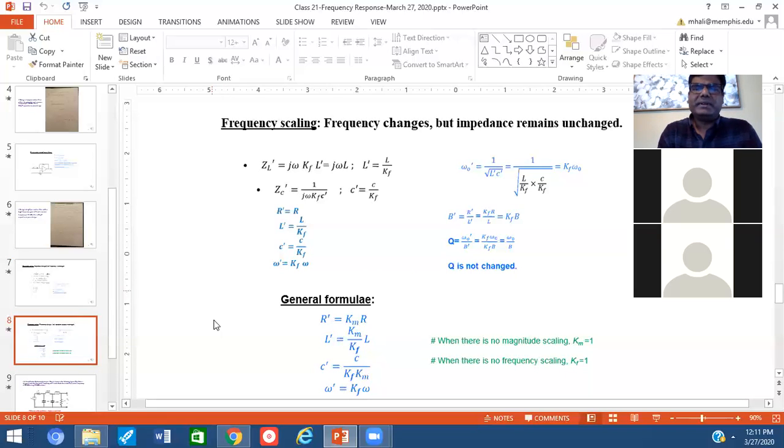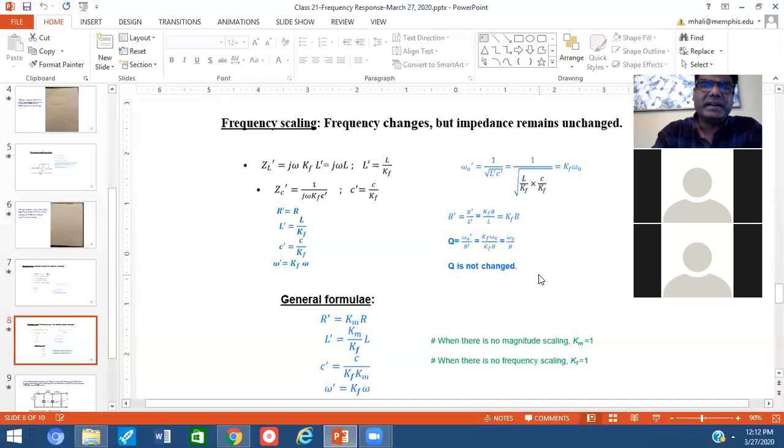So now, you see at the bottom, I have written general formula. Now, it can be frequency scaling, it can be impedance scaling. There are two types of different equation, but how you can generalize in terms of one single equation, that is the meaning of that general formula.